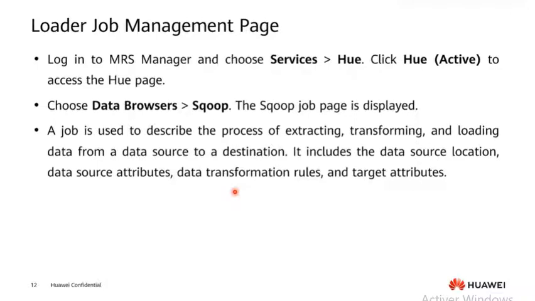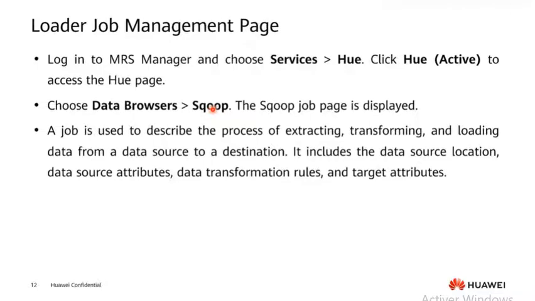If we want to use Loader, we need another tool called Hue. Hue provides the web UI for clicking and dragging. To use Hue, first log into MRS Manager and select Services and then Hue. Click Hue Active to access the Hue page. Then, on the top, you can see two labels. One is called Data Process. And under this label, we can find Sqoop. Remember, Loader is implemented based on Sqoop, right?